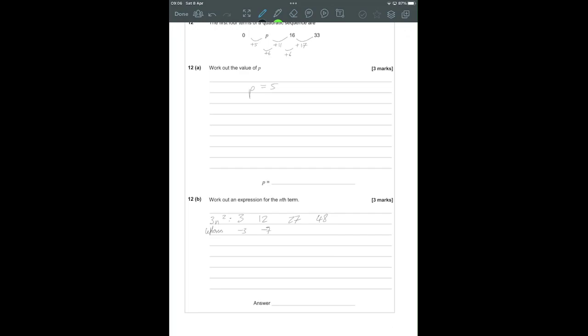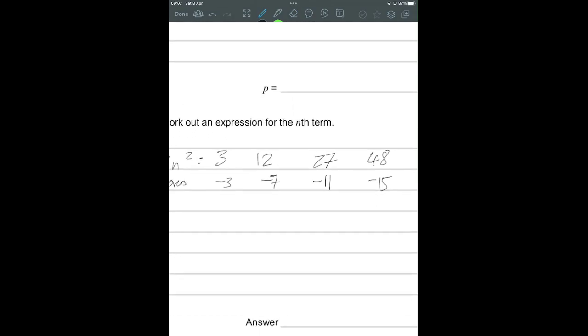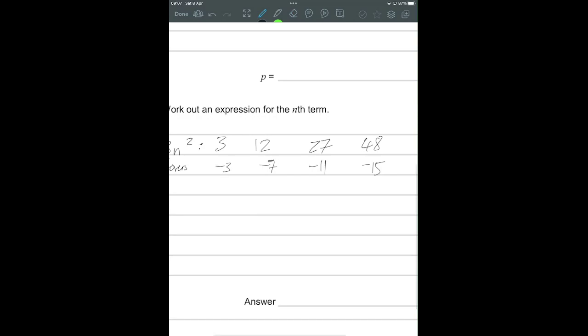So 16 minus 27 is minus 11. 33 minus that comes out as negative 15. It's worth having these chances to check your work as you go. I knew something was off because this wasn't going to be going up by the same amount each time. And by the way the method works, it has to. We have to be left with an arithmetic progression at the end.